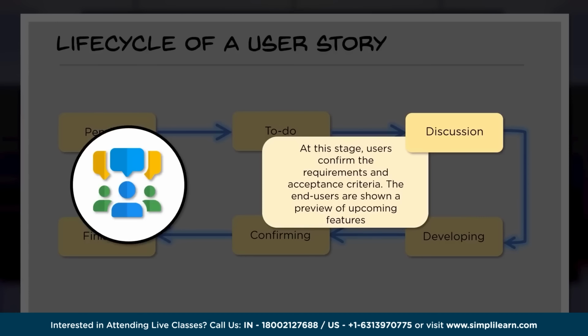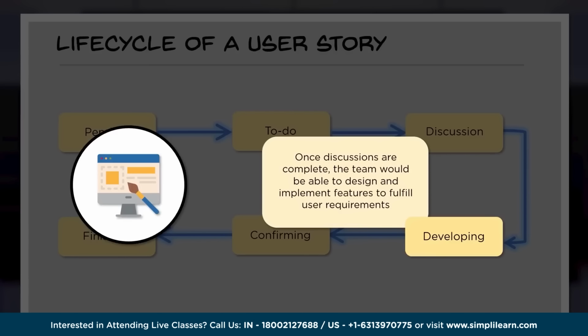The end users are shown a preview of upcoming features so that they understand, yes, this is what we were expecting. They can provide their feedback, necessary feedback or insights, whatever is required. Once the discussion is complete, the team would be able to design and implement features to fulfill user requirements. Once the user concludes, yes, this is what we were expecting, and there is a sign off during the discussion, then features are developed and implemented so that it goes into the product which can be used.